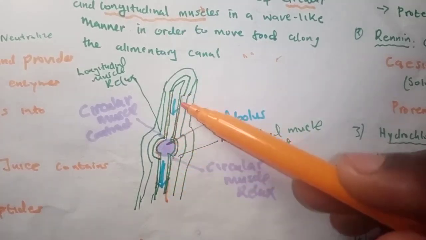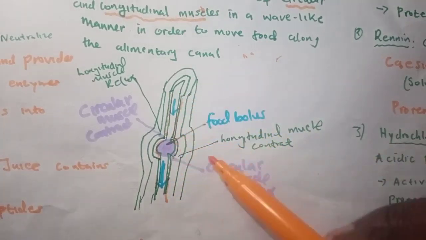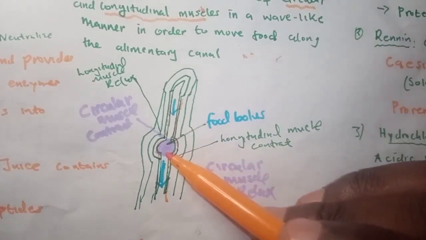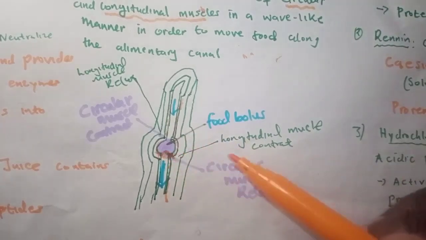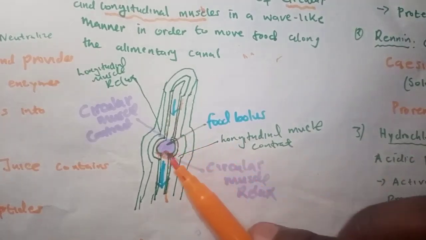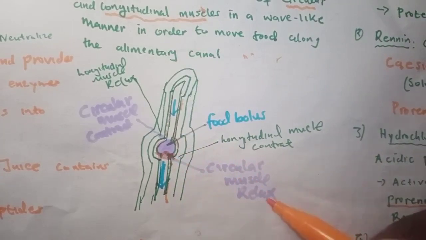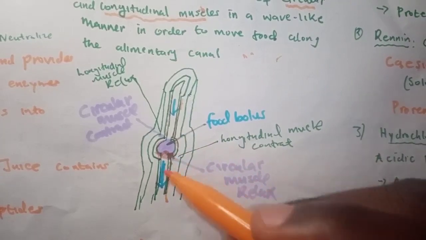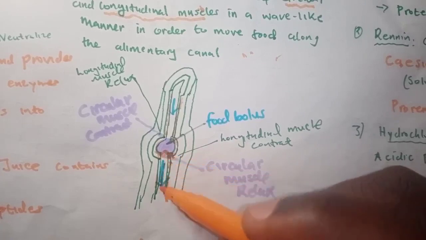Okay, so what happens is that you have a circular muscle here. Circular muscle because it's in a circle. So a circular muscle here will relax. And why does it relax? So that the food can move down.